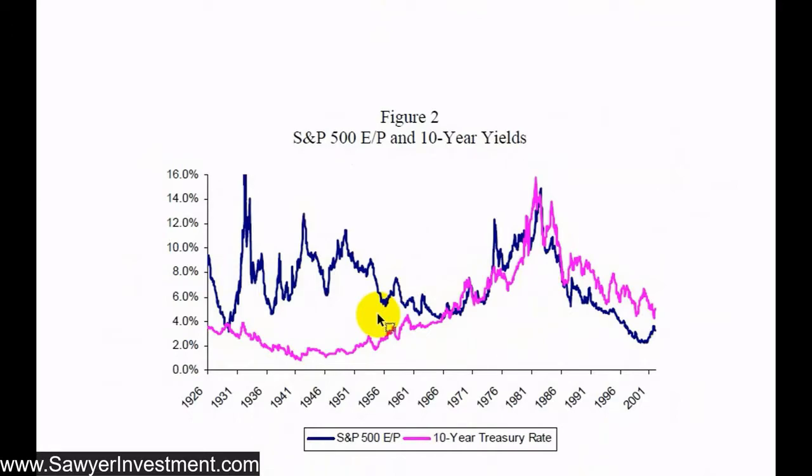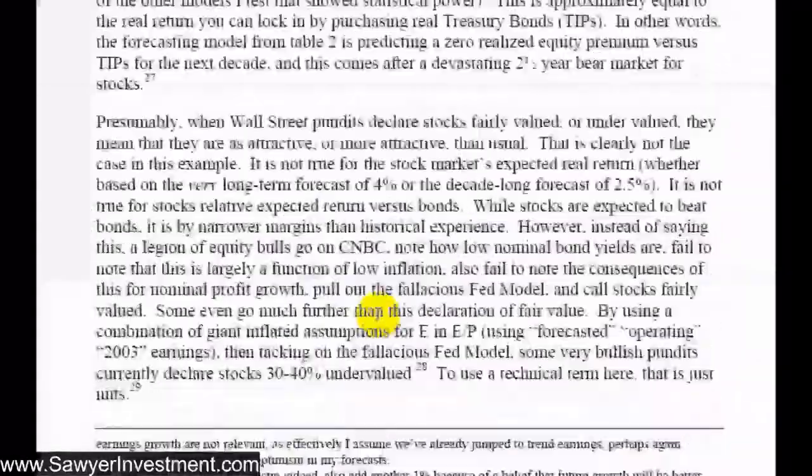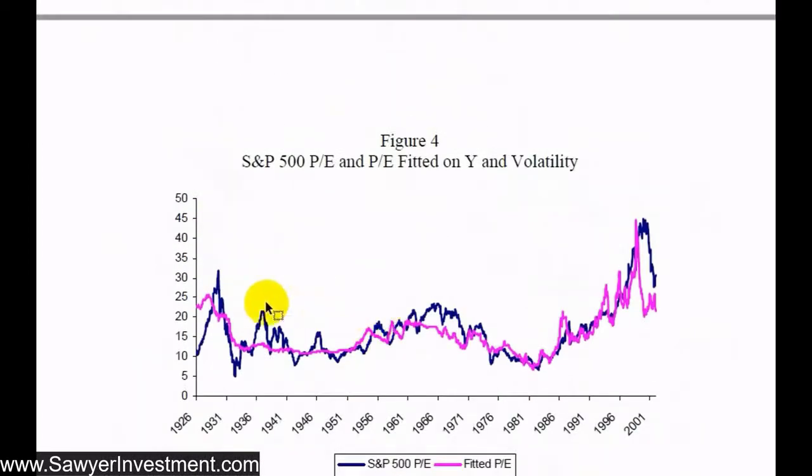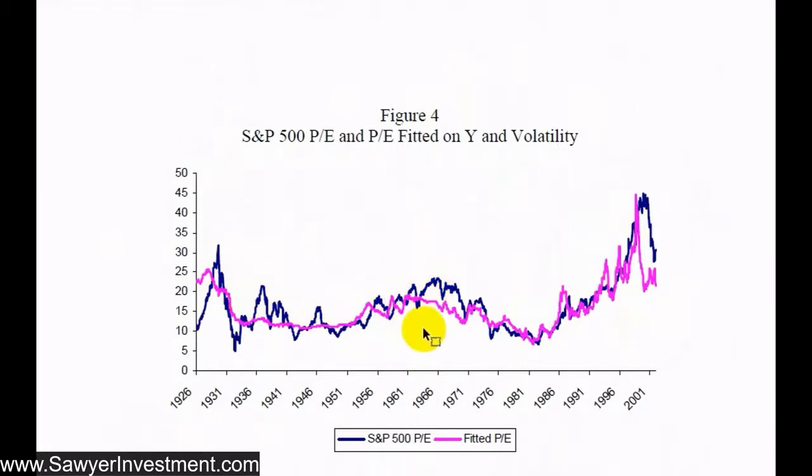So what happened? Let's go down and look at how it is now that we've added in the volatility difference between stocks and bonds. So now this fits better. And why does that happen? It's because during this period, interest rates were generally low, and that's why in the other figure, the 10-year Treasury yield was low compared to PE.